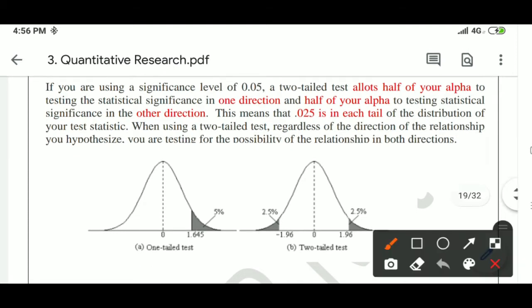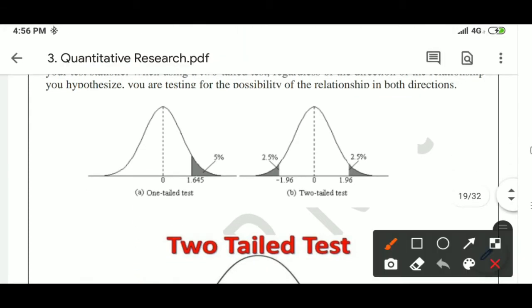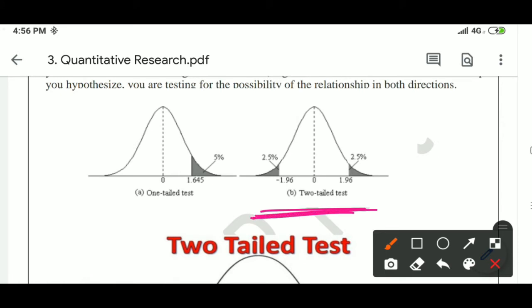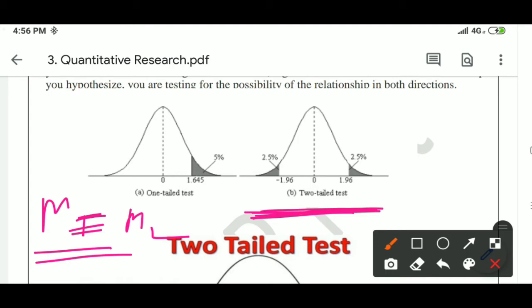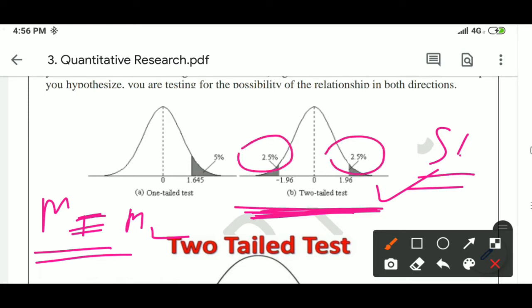Like you have two variables, and there is no relation between these variables, or there is a relation between these variables, but you don't know which one is big and which one is small. So you just use the two tail test. For example, m1 is equal to m2, when you have two equal means, you just use the two tail test, because you don't know which one is bigger or which one is smaller. So when you use the two tail test, the significance level will be divided into two parts, 2.5 and 2.5. So this is the example of the two tail test.